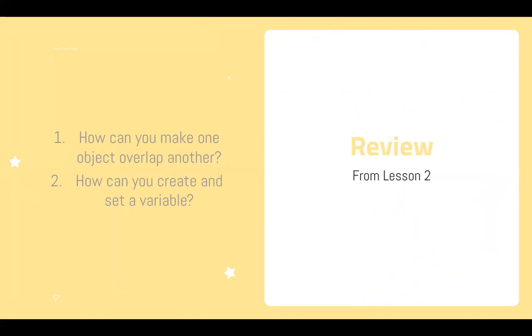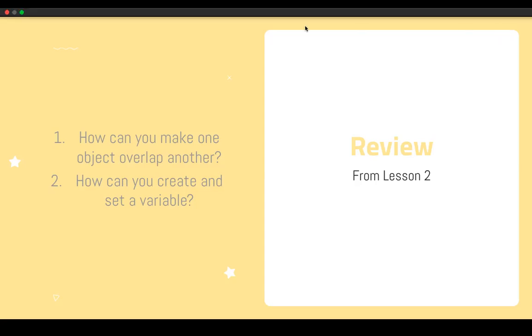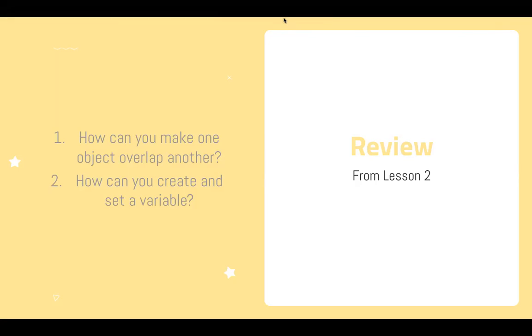How can you make an object overlap another? Let's think about that. You can pause the video if you want to try and remember. Okay, that's enough pause. The answer is to use the noStroke function. If you use noStroke, it's going to remove all lines.